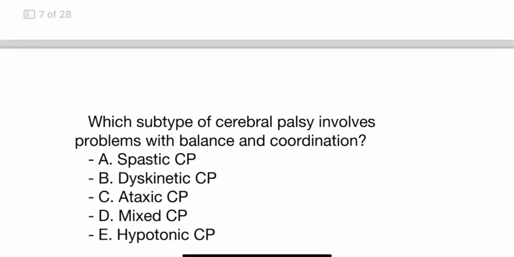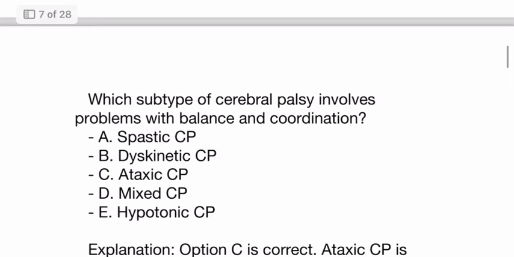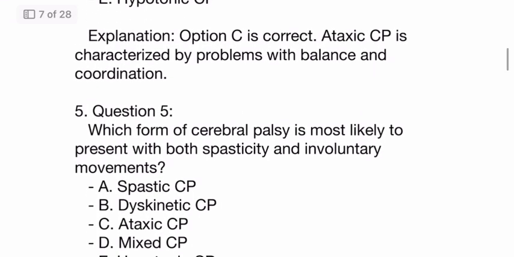Question 4. What subtype of cerebral palsy involves problems with balance and coordination? A, spastic CP. B, dyskinetic CP. C, ataxic CP. D, mixed CP. E, hypotonic CP. So the one that is going to present with problems with balance and coordination is ataxic CP.